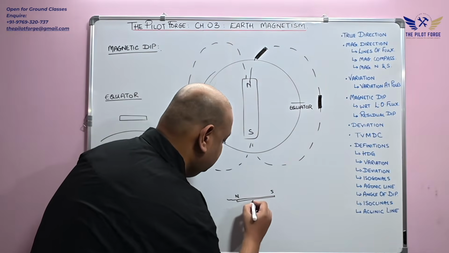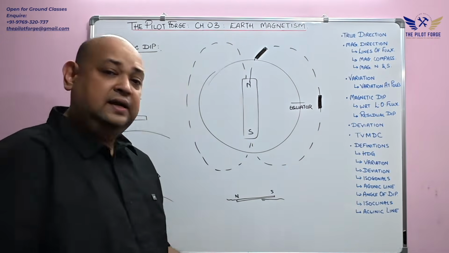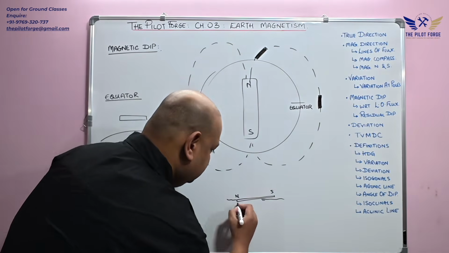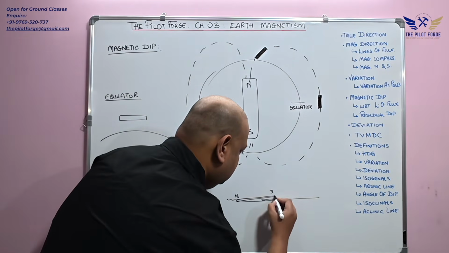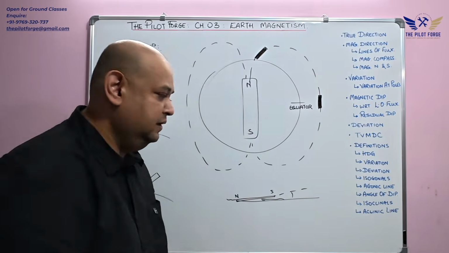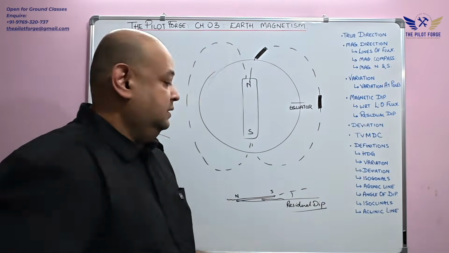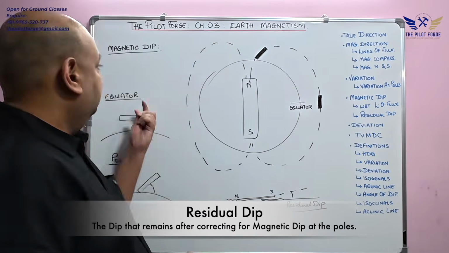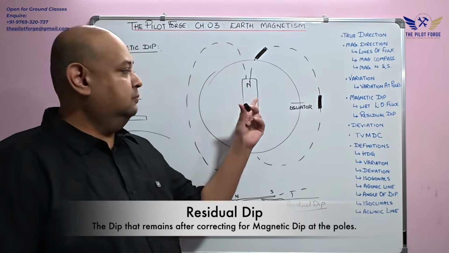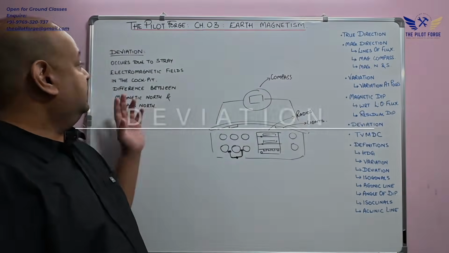But we still do get a residual amount of dip. So you can see over here, there is still a little bit of an angle. That angle is called residual dip. Residual dip is the dip which remains after correcting for magnetic dip at the poles. Alright, so the next thing we're going to take a look at is deviation.